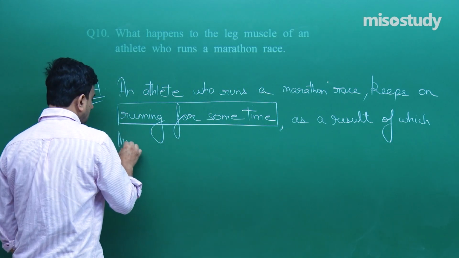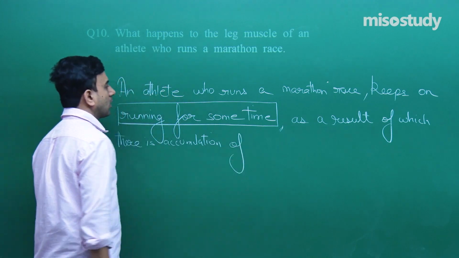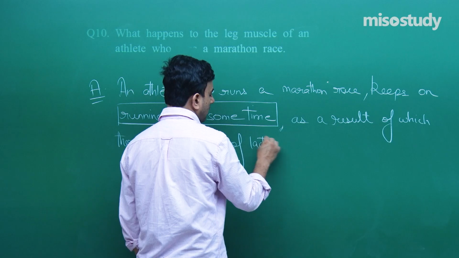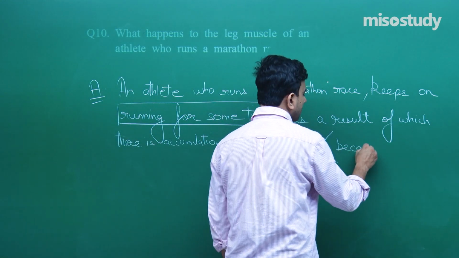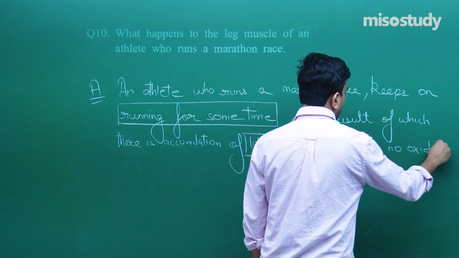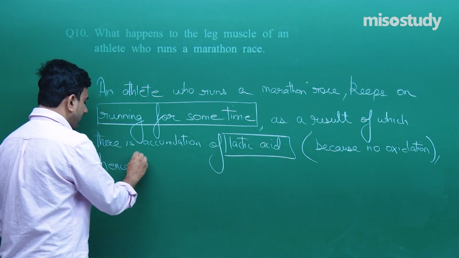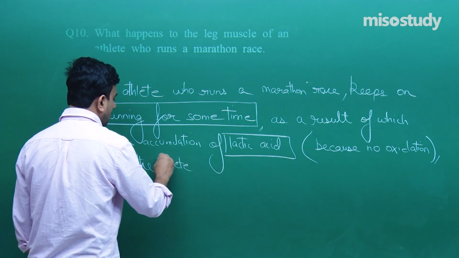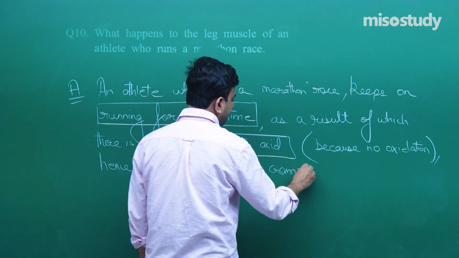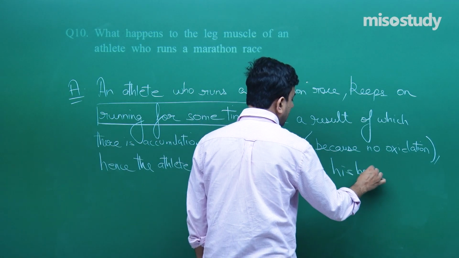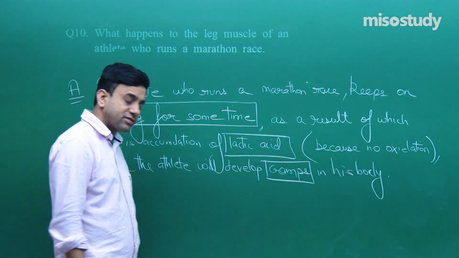As a result of which, there is accumulation of lactic acid, because no oxidation, hence the athlete will develop cramps in his body. Now, cramps are the condition where the muscles are in a state of contraction for a longer period of time without relaxation.